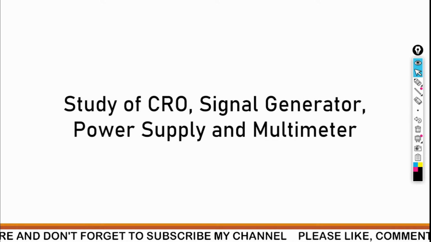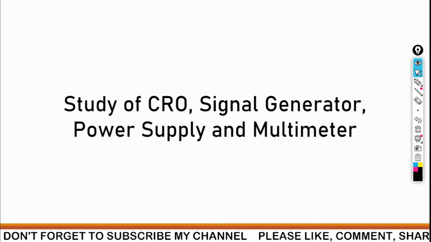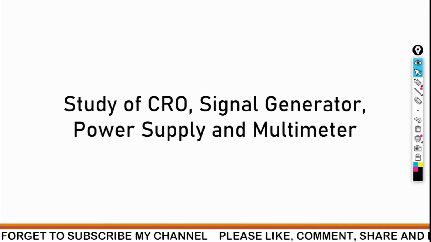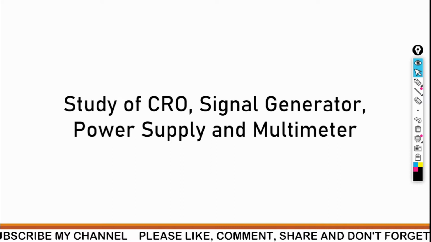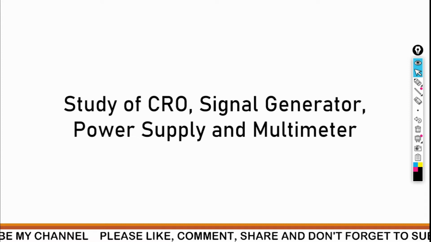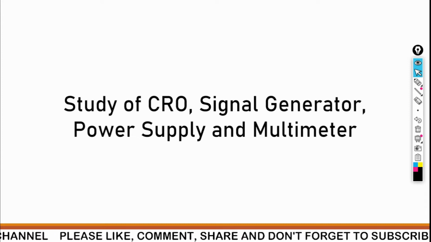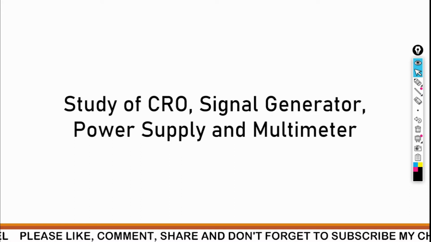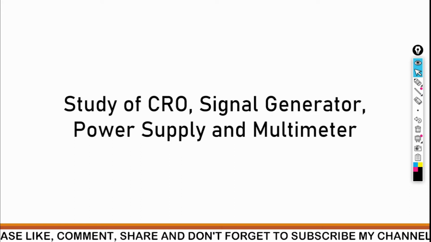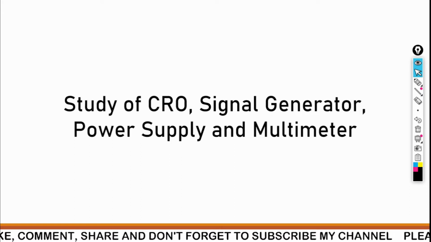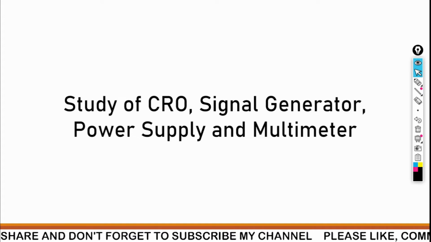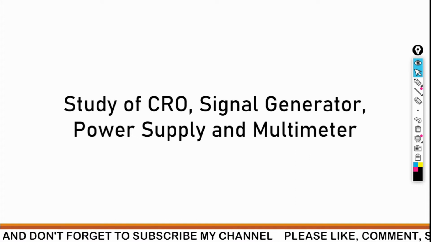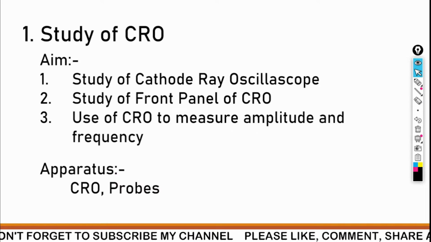Hello everyone. In this particular lecture, we are going to see the concept of a CRO, signal generator, power supply, and multimeter. So these equipment we require in our lab to test some circuits, to give supply to some circuits, to measure the parameters inside the circuits. So let's start with the CRO.